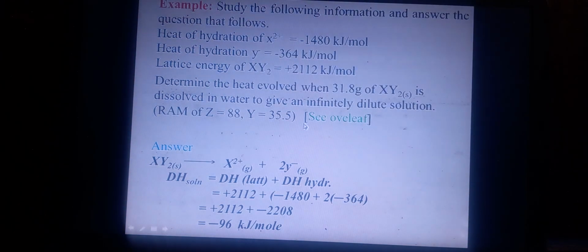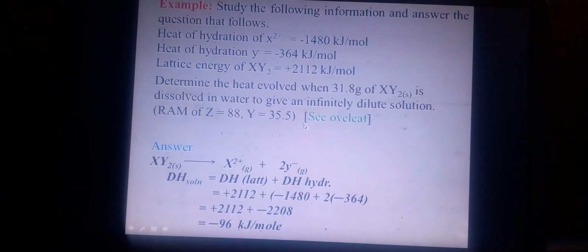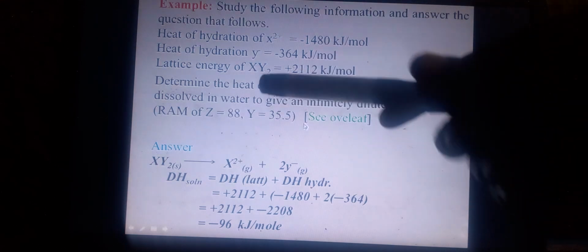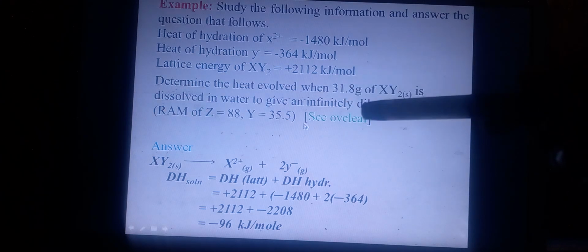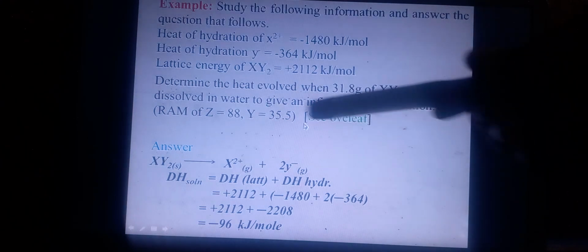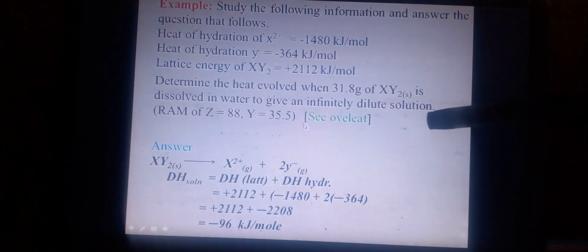So X can stand for calcium, then Y can stand for chlorine, or X can stand for magnesium and Y can stand for chlorine. Magnesium chloride is an ionic compound, just the same as that. So X and Y are not the actual symbols of elements, but they have just been used to represent a certain compound. They are asking us to determine the heat evolved when 31.8 grams of XY2 is dissolved in water to give an infinitely dilute solution.